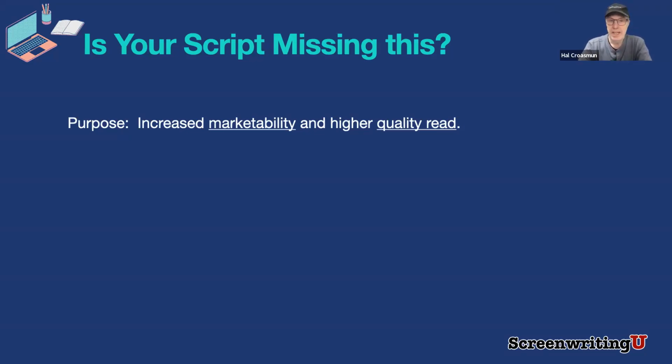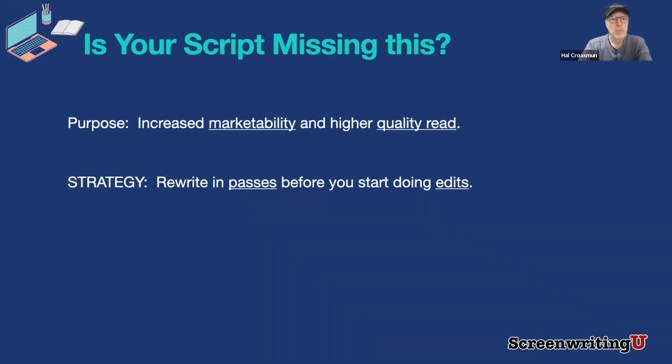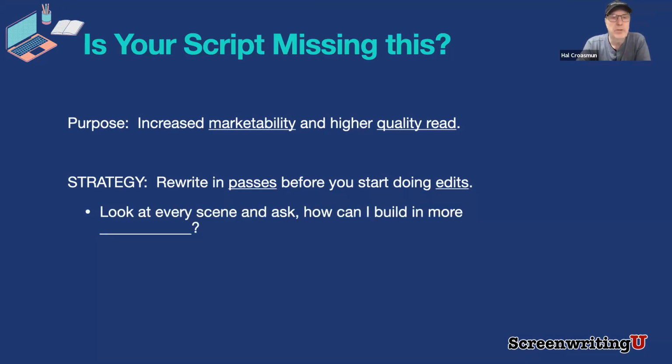So if you're trying to get an agent, a manager, or a producer to make your movie, marketability is incredibly important. So our simple strategy, which we're going to talk about here, is rewriting in passes that each take care of the key things that you need. So we're going to do passes instead of just edits. And there's a difference. I'll walk you through that.